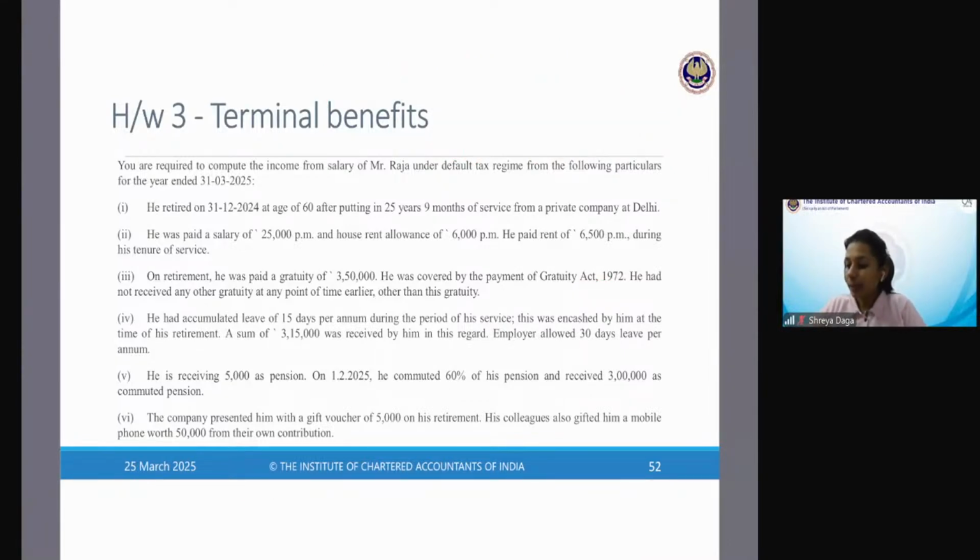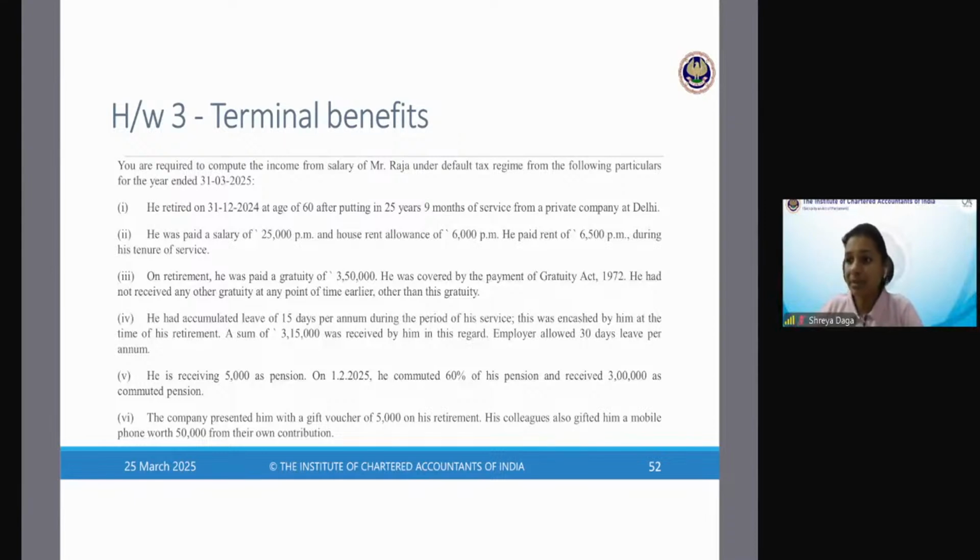Now we come to pension, leave encashment. Should we now deal with leave encashment? Point number 4. Okay, let's do. Or let's do uncommuted pension first, because that's a very small one. Let's do pension first. Okay, so we are doing pension. He's receiving 5,000 as pension, and on 1st February commuted 60% of it.